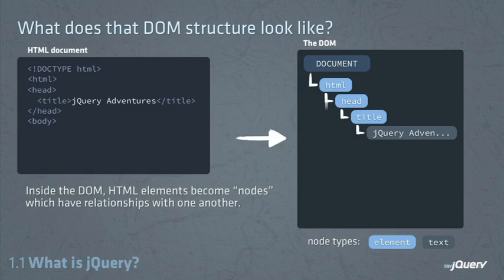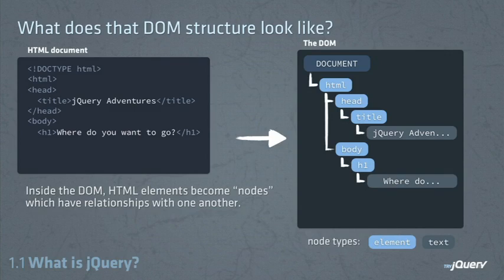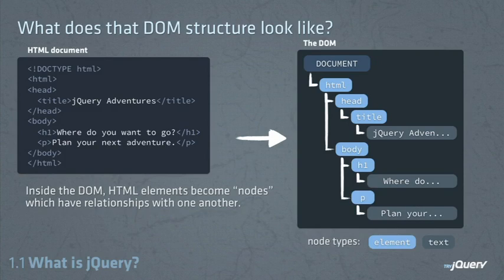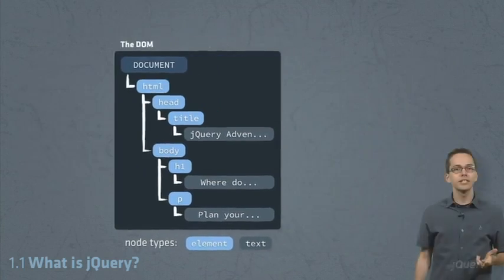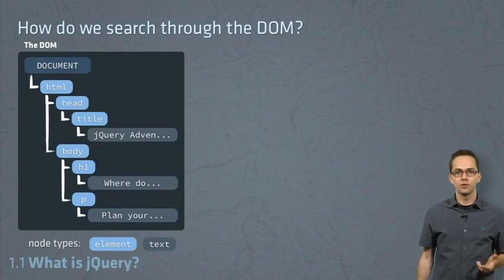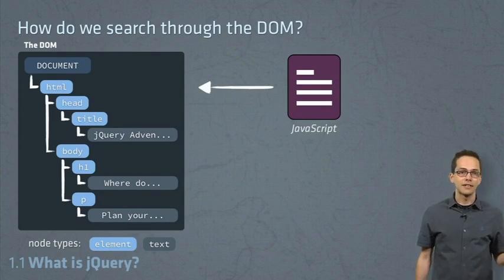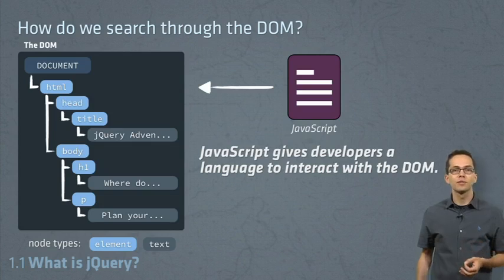Then we have the body node, which is a sibling to the head node. Underneath that is an H1 node with a text element of "Where do you want to go?" And then lastly, we have a paragraph node, which also has a text node under it. In order to interact with the DOM, all browsers use JavaScript. That's a standard language that gives developers a way to interact with our DOM.